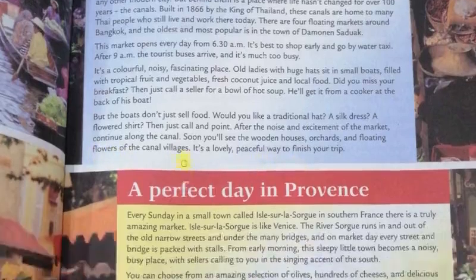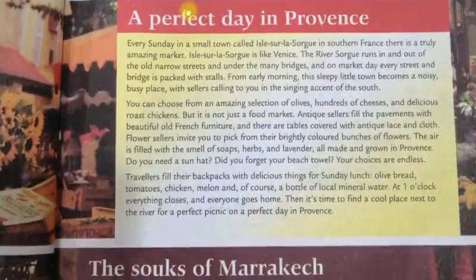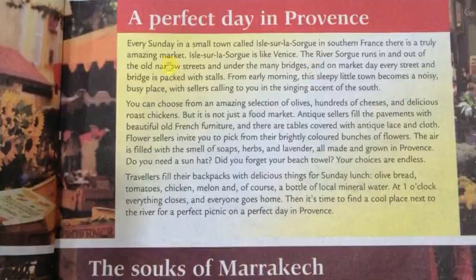The second example of markets is a perfect day in Provence. Provence is a region in France. Every Sunday in a small town called Isle-sur-la-Sorgue in southern France, there is a truly amazing market, like Venice.